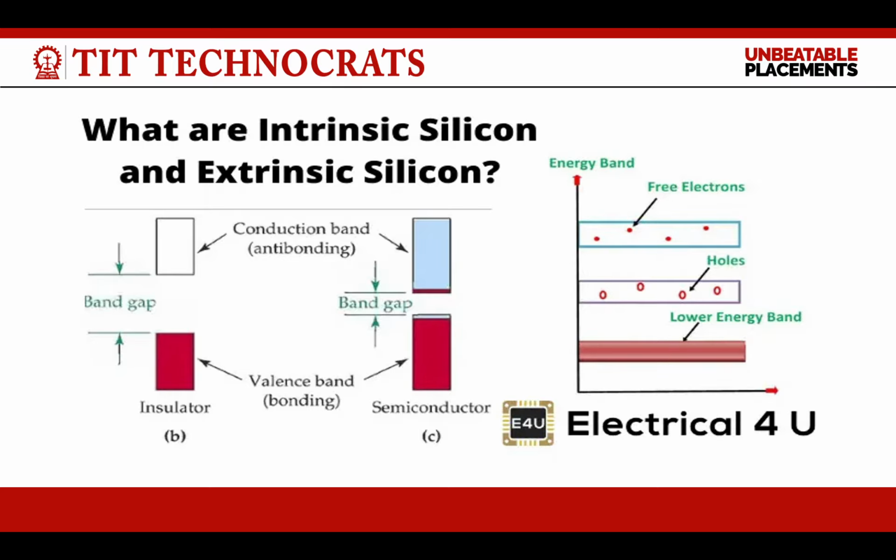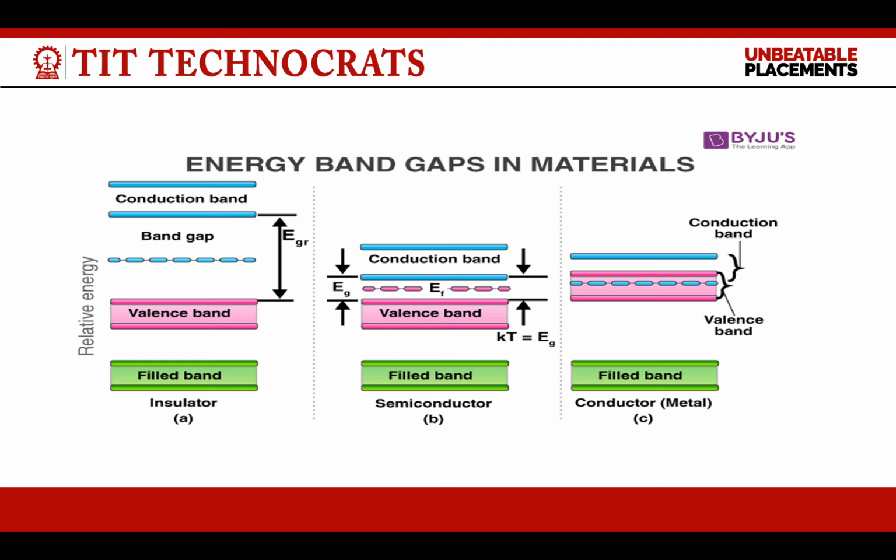These are the diagrams of intrinsic silicon and extrinsic silicon. Energy band gap in material. First one is insulator, the band gap is very large, and in semiconductor the band gap is smaller than in the insulator, and in conductor the band gap is minimum.